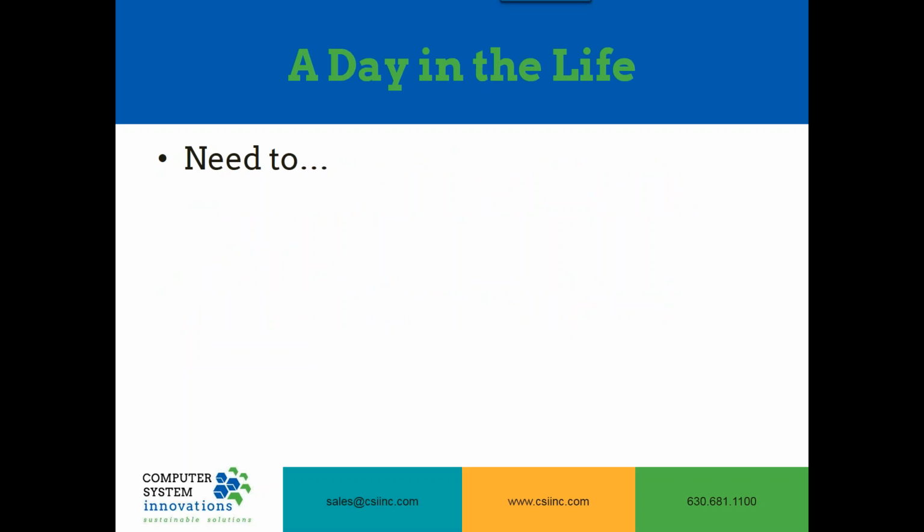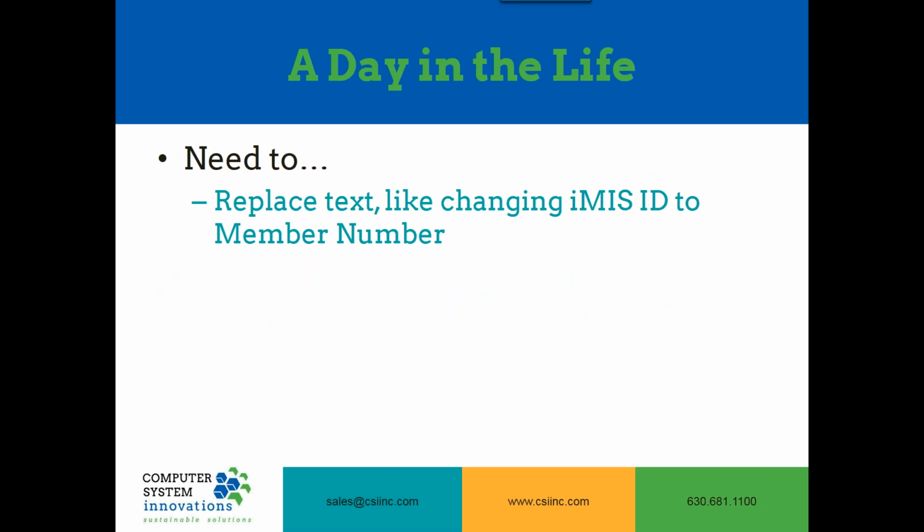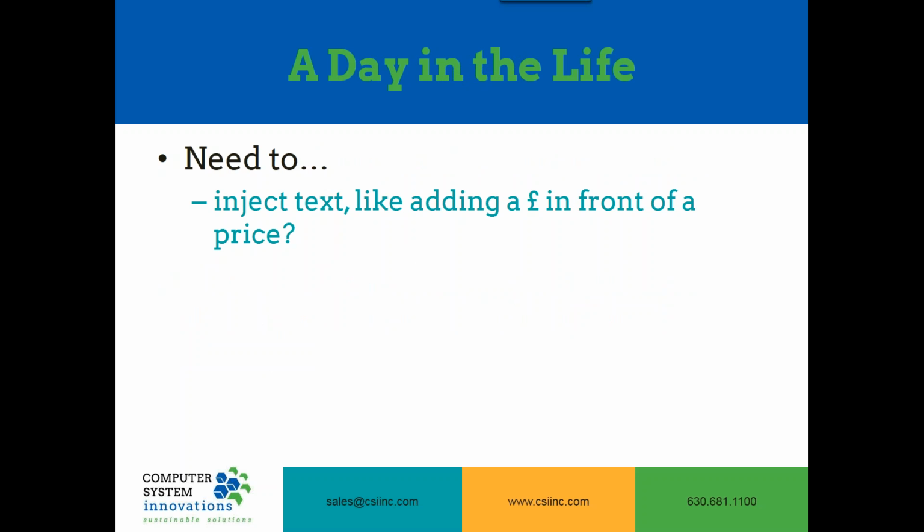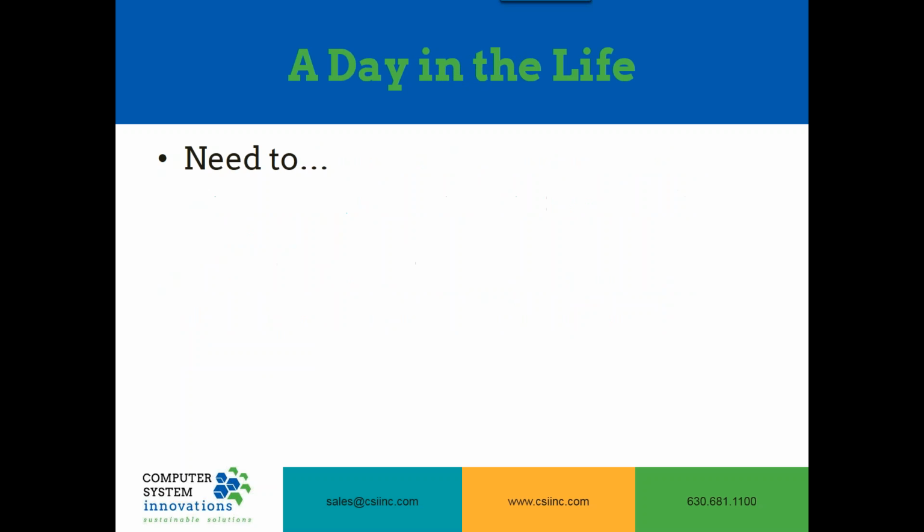So let's say we're looking at a day in the life of a regular PageFilter user. Something that you might want to do, maybe you need to replace text, like changing the text of IMIS-ID to member number, because your members probably don't know what an IMIS-ID is, right? Well, PageFilter can do that. Maybe you need to inject text, like adding the pound symbol in front of a price. We have a lot of international customers that use IMIS, and that's something that's very common. Well, PageFilter can do that as well.